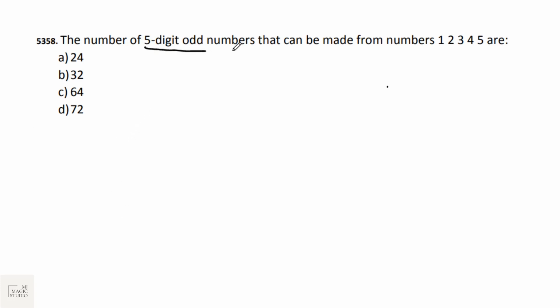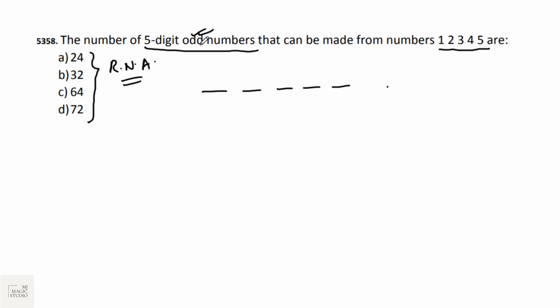The number of 5-digit odd numbers that can be made from 1, 2, 3, 4, 5. Only 5 digits are given. Odd numbers we are looking for, and nothing is given about whether repetition is allowed or not. When I glance at the options, it is quite evident that repetition is not allowed, because if repetition is allowed, we would get a huge number. We will see that also.